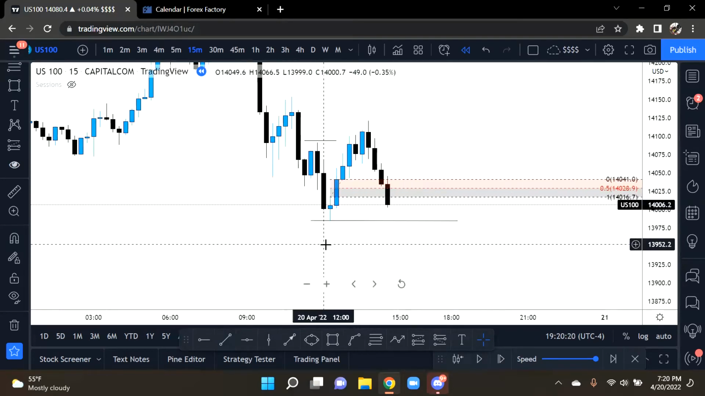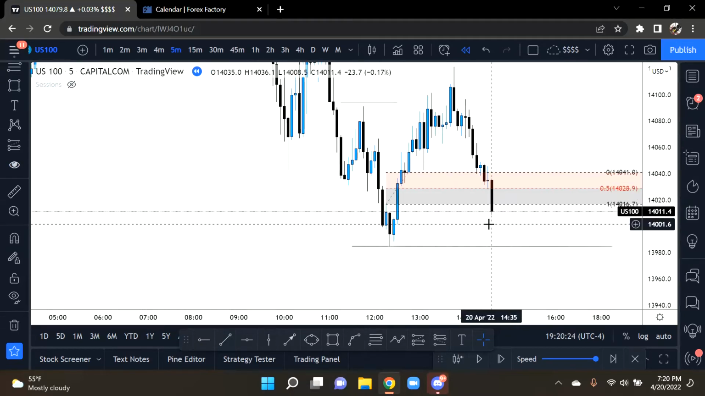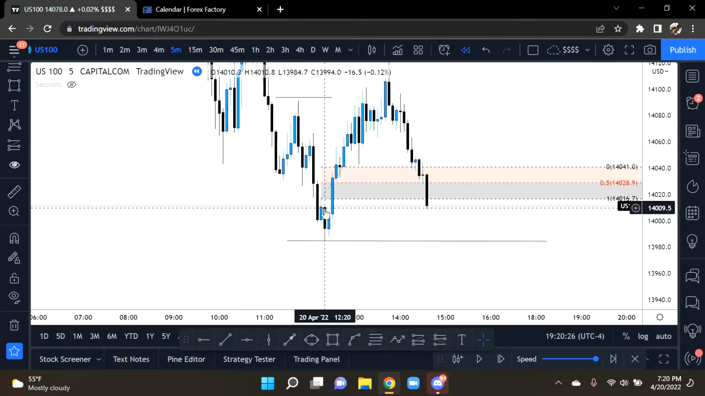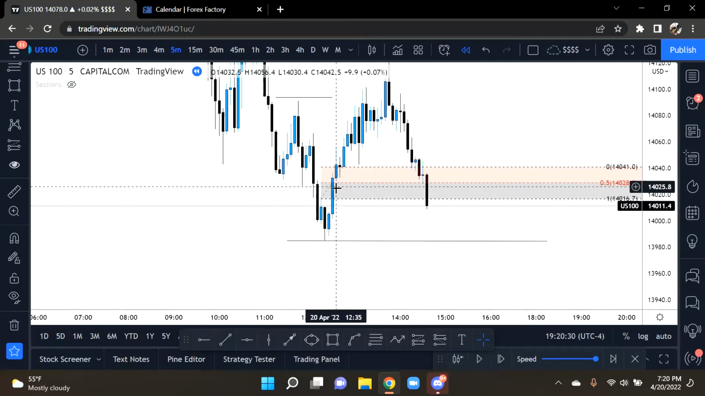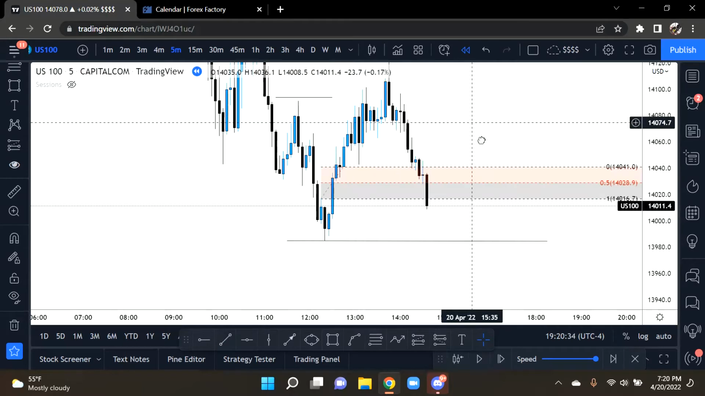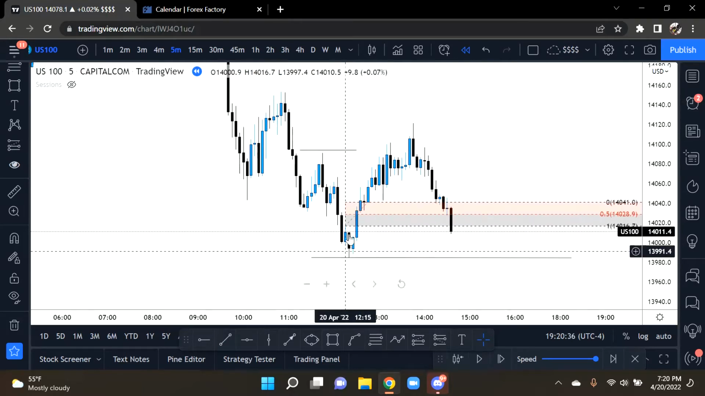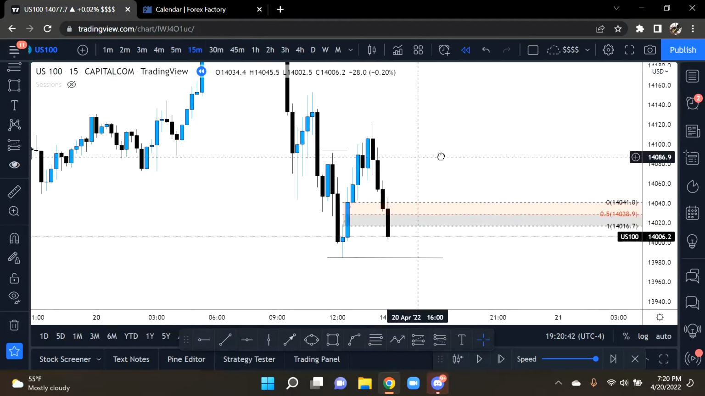Right. So let's go back to the 5-minute. Now, this right here, with the proper context, will be considered a bullish order block. But the reason why I didn't look at this to be a bullish order block was because of what we were doing on the higher time frame.